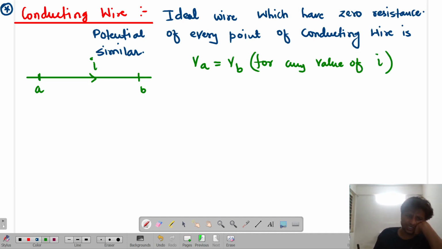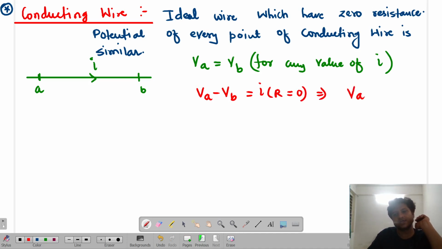Because there is a reason for that. Let's suppose, you know the formula VA minus VB is equal to IR, or not? And in a conducting wire, what is my resistance? Zero. R is equal to 0 for a conducting wire. So this implies VA is exactly equal to VB. Are you able to get me?